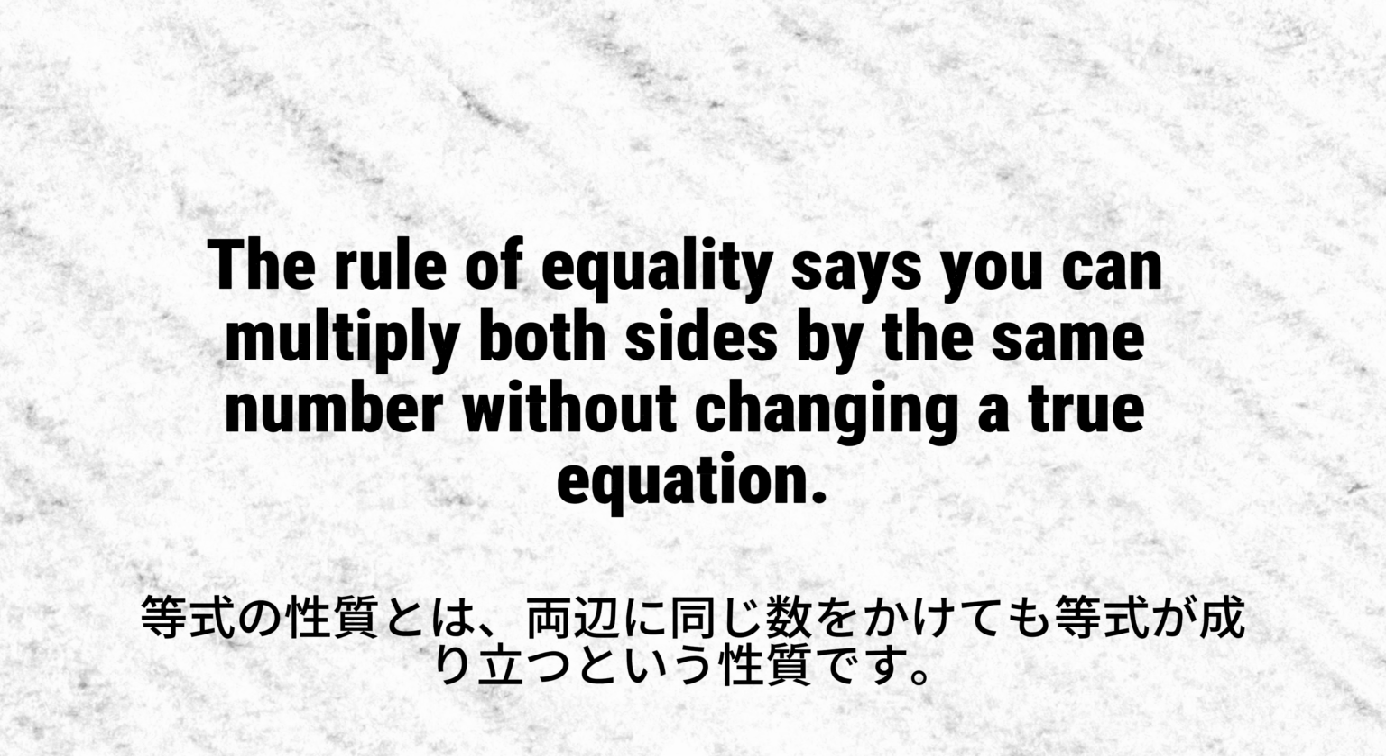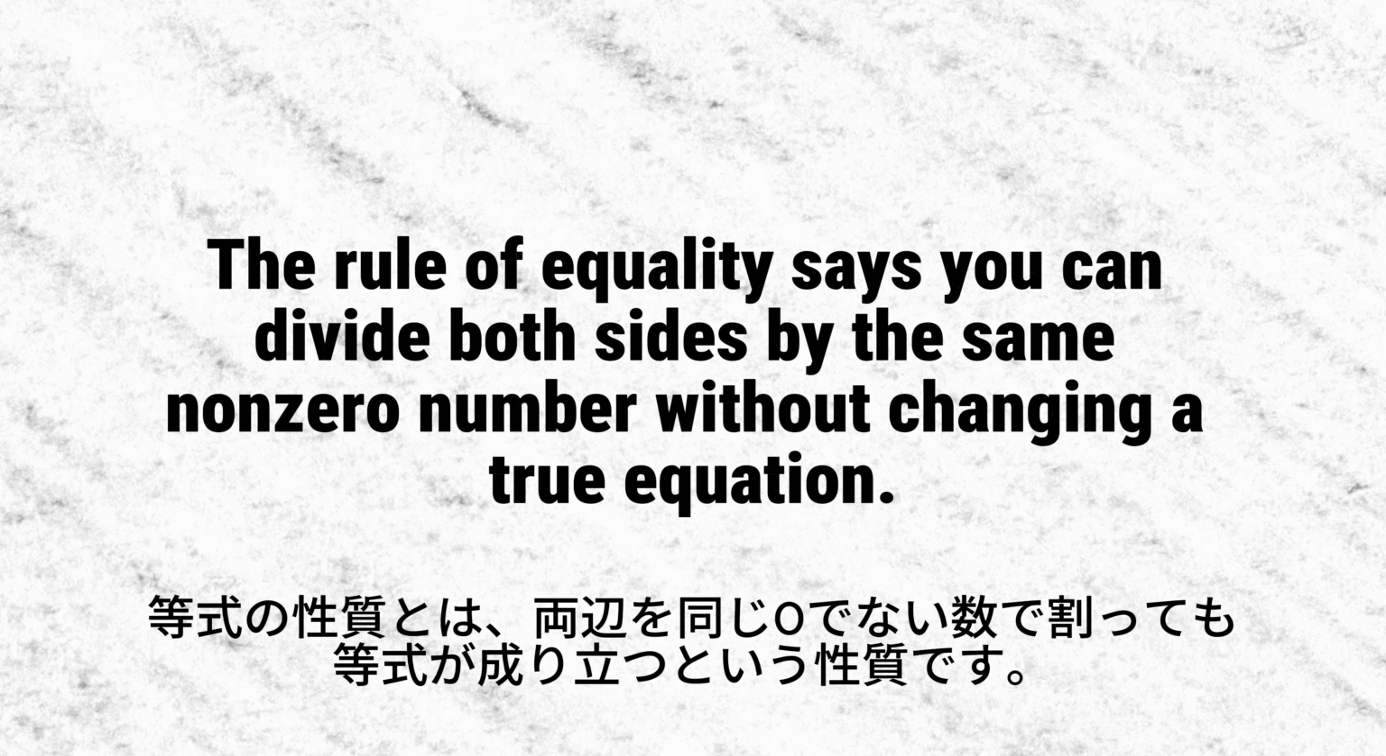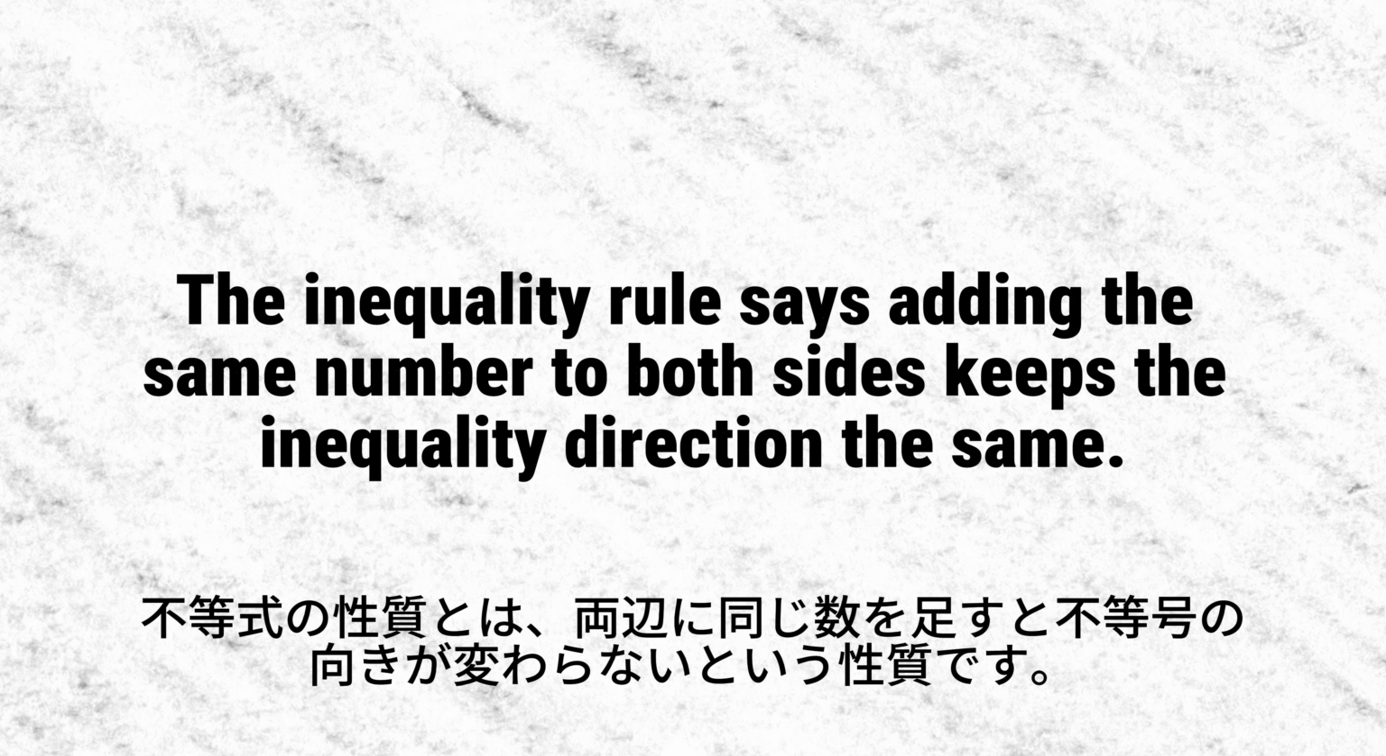The rule of equality says you can multiply both sides by the same number without changing a true equation. The rule of equality says you can divide both sides by the same non-zero number without changing a true equation. The inequality rule says adding the same number to both sides keeps the inequality direction the same.